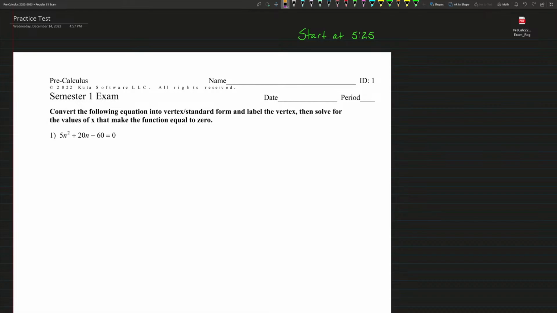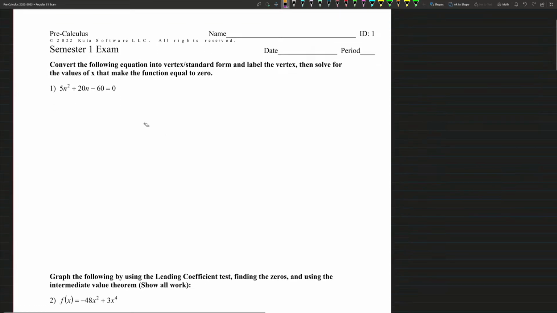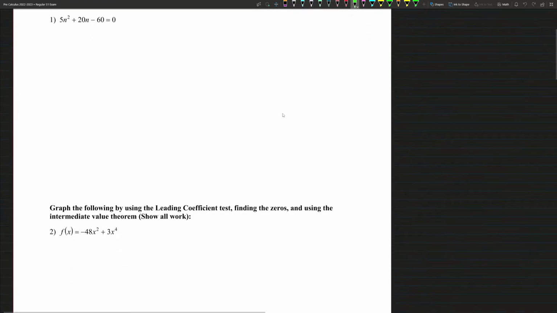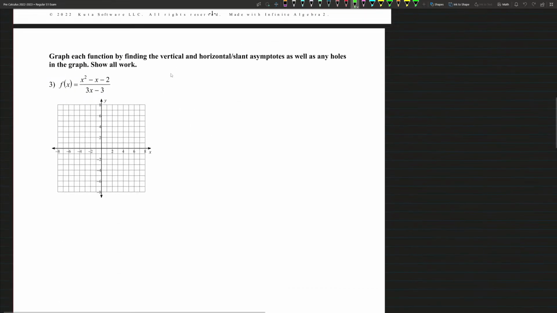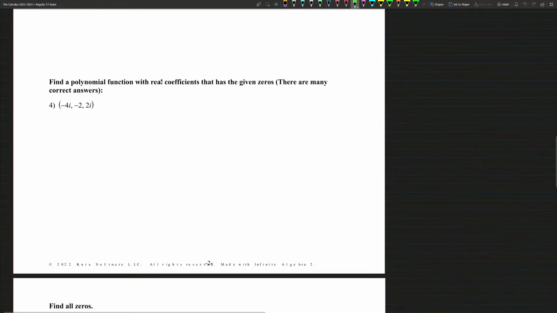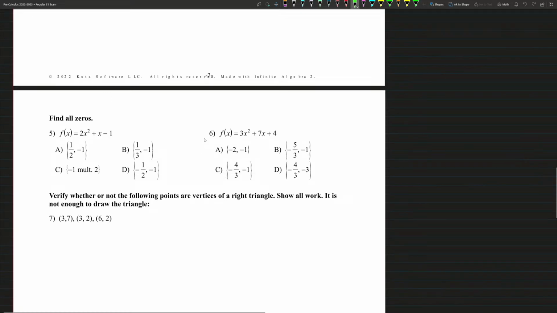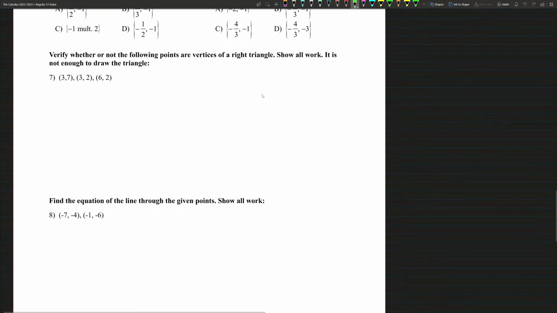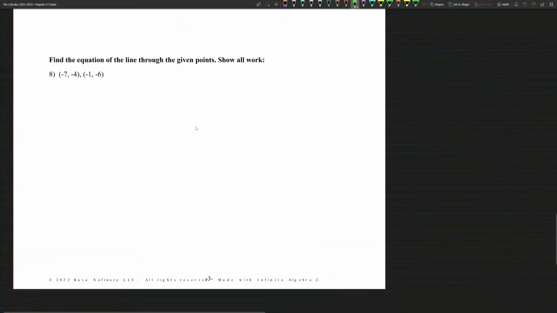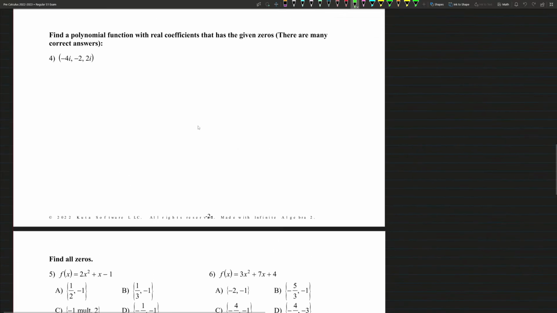Simple kind of final exam. Question one: find vertex and zeros. Number two: graph of a higher order polynomial. Number three: graph a rational function. Four: from zeros create a function. Find zeros of a quadratic or higher. Seven: verify whether or not something is a right triangle. That's the distance formula. And number eight is just simply graph an equation of a line, or get an equation of a line. So not super hard.